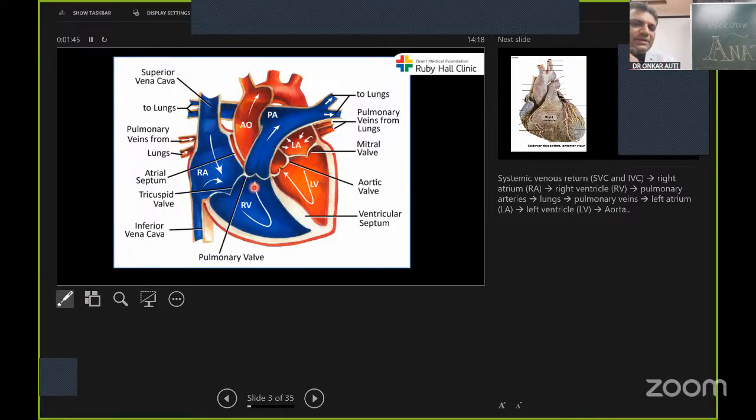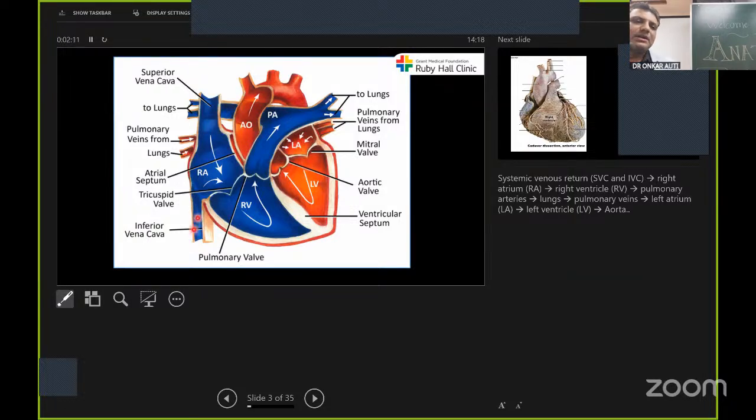Okay. So these are the ventricles, which are the pumping system of the heart, and these are the atria, which are the receivers of the blood. On the right side, it has a right atrium and the right ventricle. They are connected through the valve which is called the tricuspid valve. On the left side, it's a left atrium and a left ventricle, which are connected through a valve which is called the mitral valve.